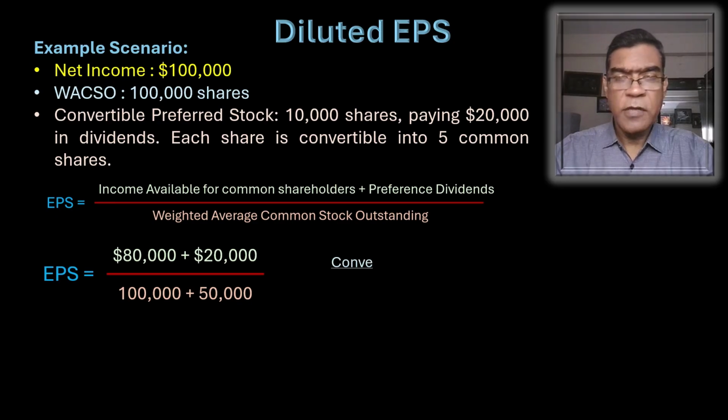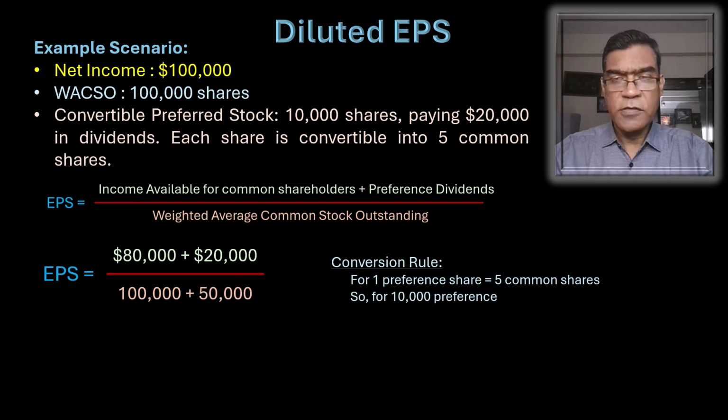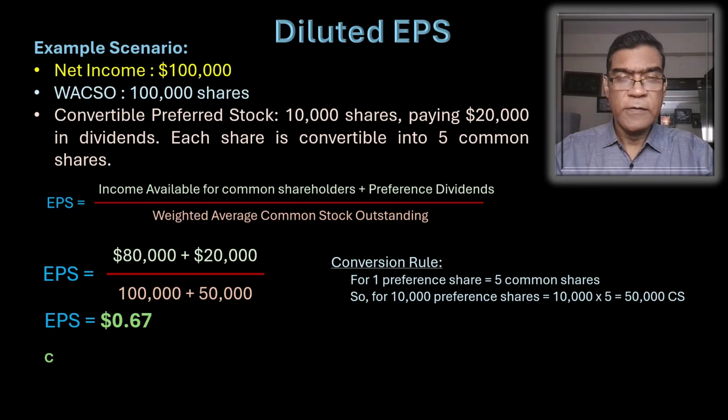So how? There is a conversion rule. One preference share equals 5 common shares. So for 10,000 preference shares, you will issue 10,000 times 5 equals 50,000 common shares, right? So the calculation says 0.67.